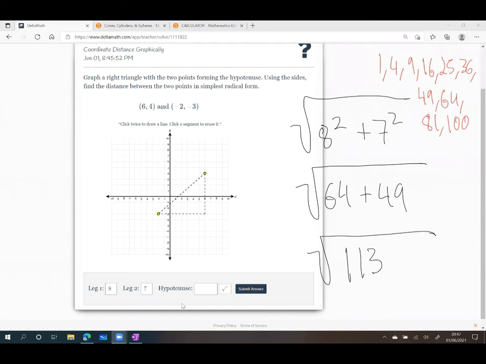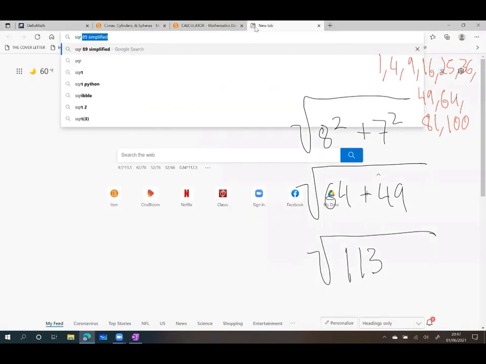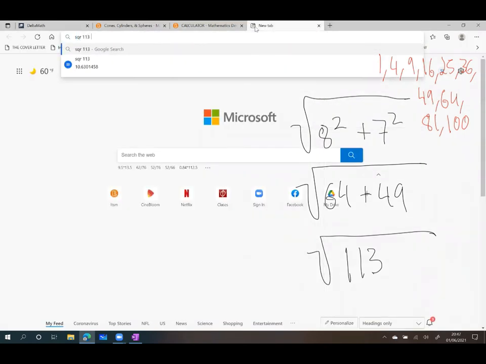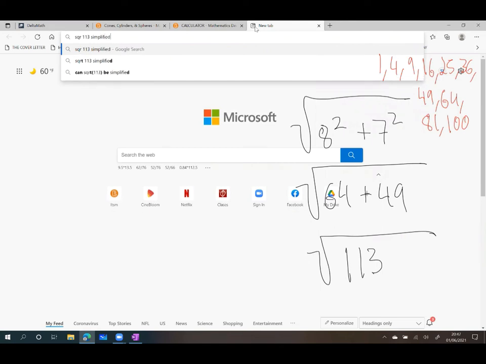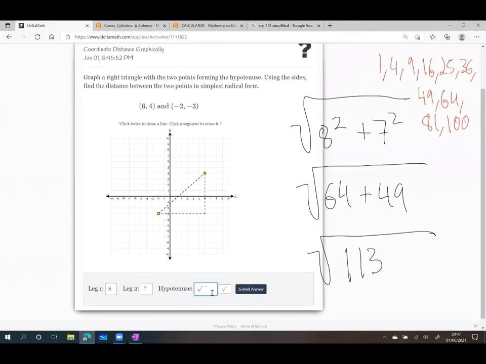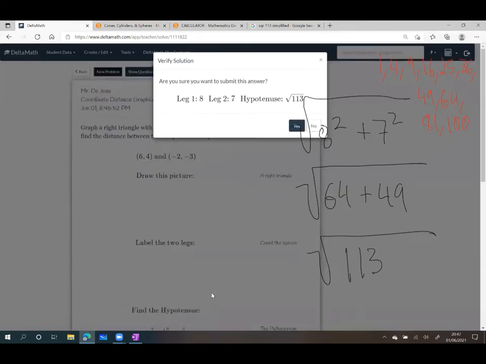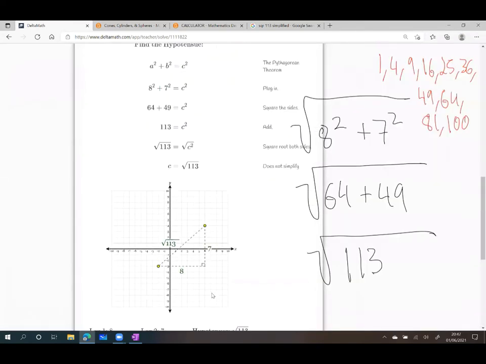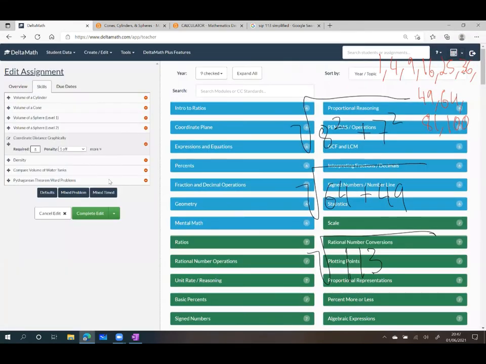No, 113 is in fact a prime number, and you can always check by typing into Google square root of 113 simplified. And let's see what Google says. Nope, hence 113 is a prime number. So we clearly know that the answer here is going to be square root of 113. Type it in, enter, and there we have it, the square root of 113.